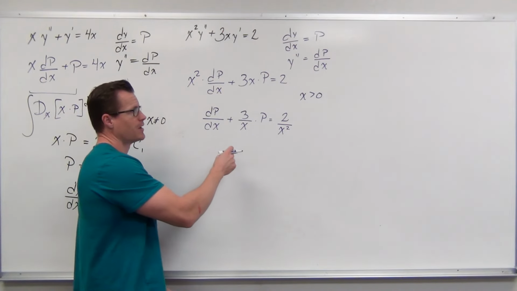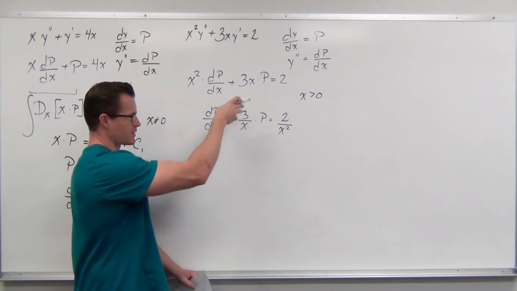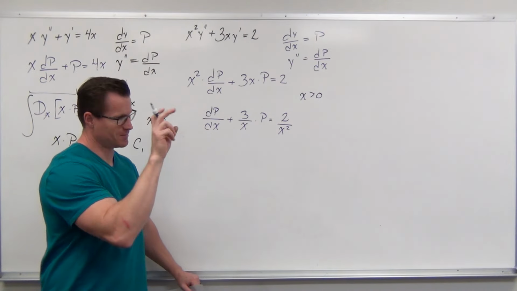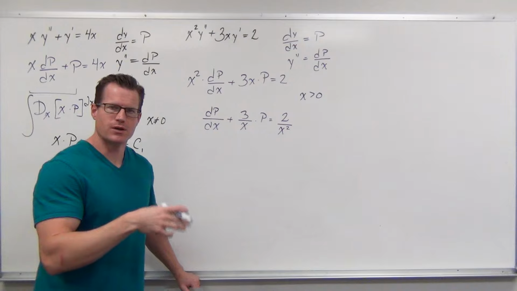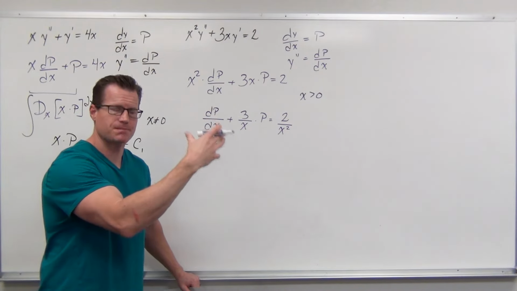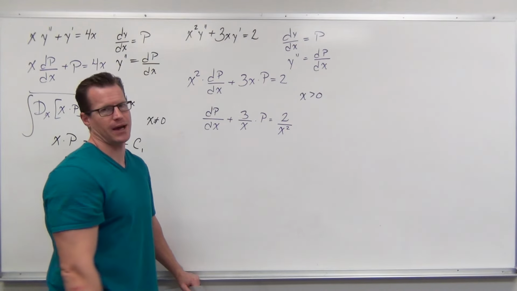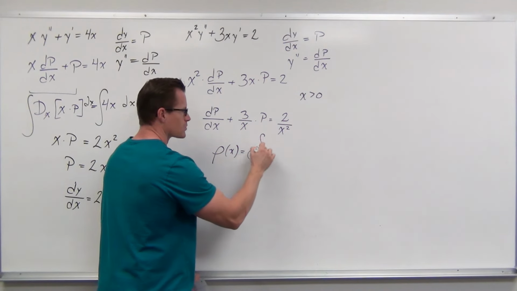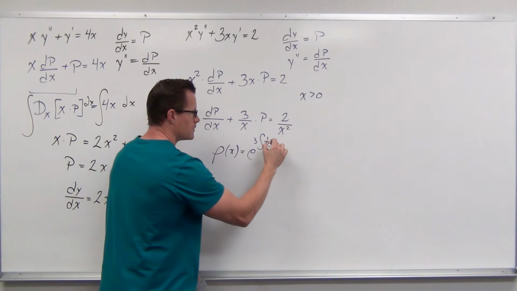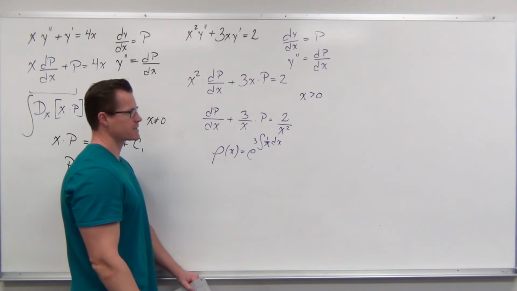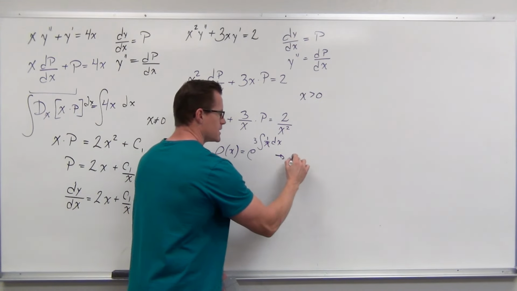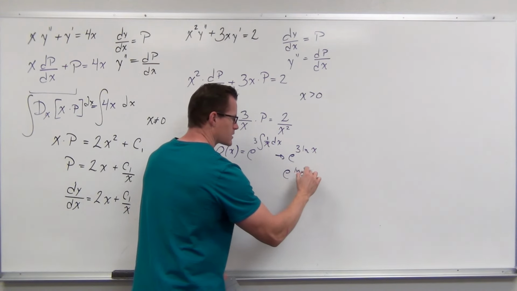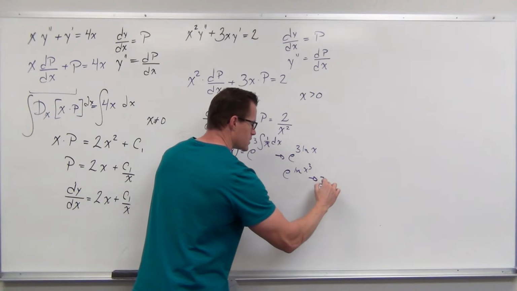Okay, well now that we have 3 over x being our p next to our p, well, don't worry about that. Think about the function of x that's going to be the exponent of our integrating factor. So when we do our rho of x, or integrating factor here, we have e to the integral of 3 over x, or 3 times the integral of 1 over x. That gives us e to the 3 ln x, which gives us e to the ln of x cubed. And so that gives us just x cubed.